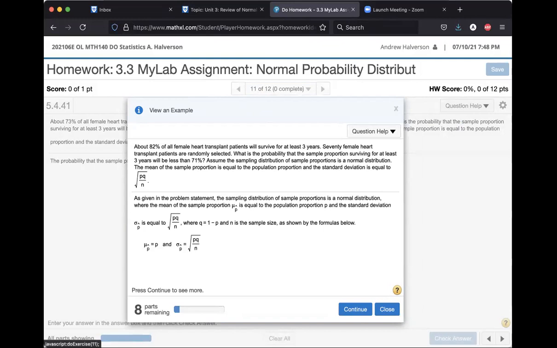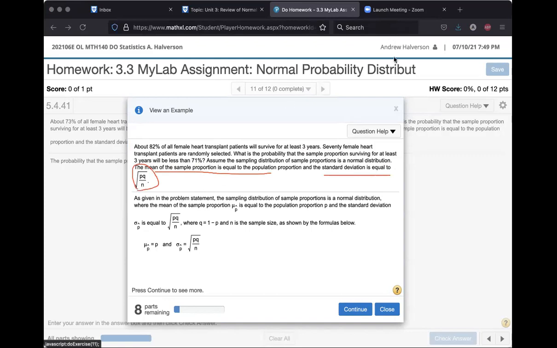Okay, so what we have here is 82% of all female heart transplant patients will survive for at least 3 years. 70 female heart transplants are randomly selected. What is the probability that the sample proportion surviving for at least 3 years will be less than 71%? Assume that our distribution is normally distributed. And here in the final part of it, they're telling you the mean of the sample is equal to the mean of the population and that the standard deviation is equal to this.